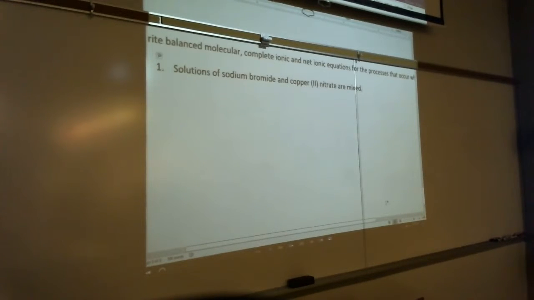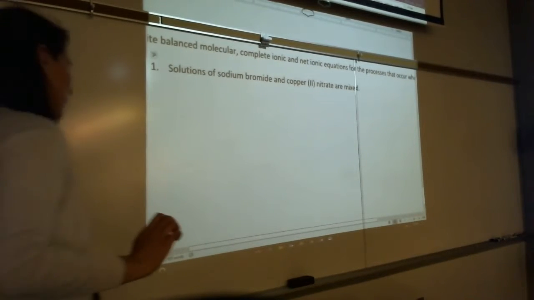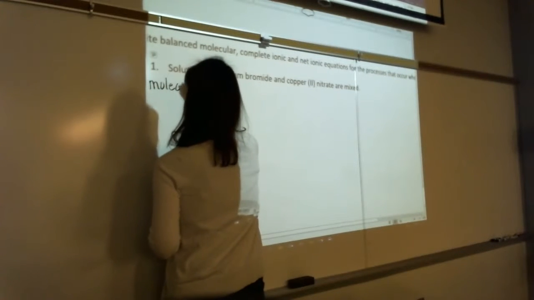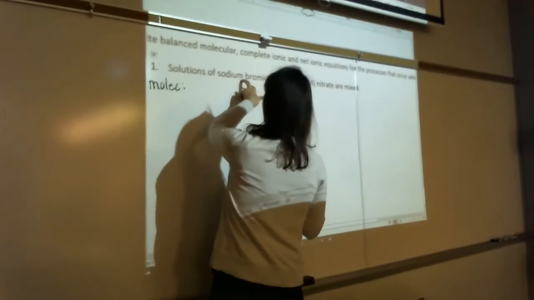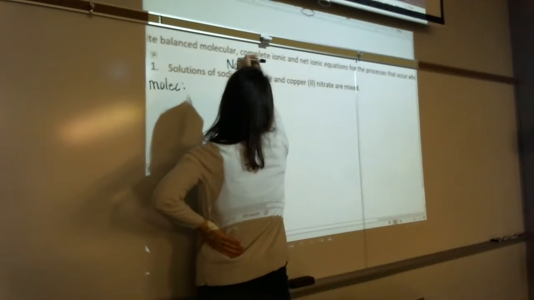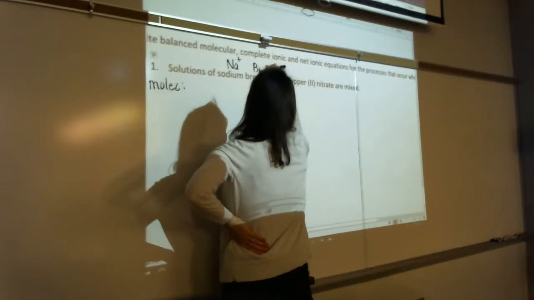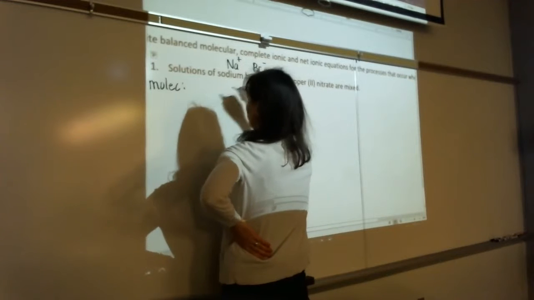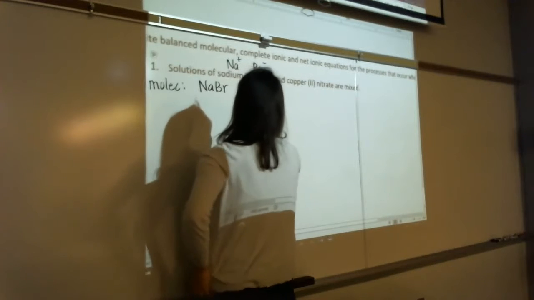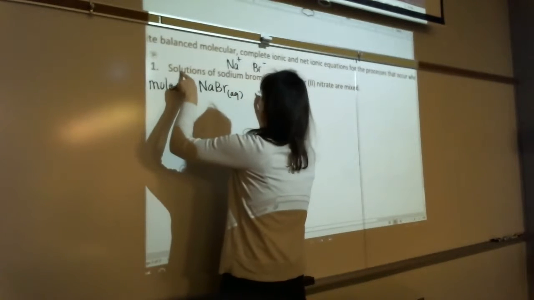So here's an example. First thing we need to do is write a molecular equation. So we write our reactants. Sodium bromide. Sodium ion has what charge? Bromide ion has what charge? So when we crisscross those, that just becomes NaBr. Okay, and that's got (aq) because it's a solution.